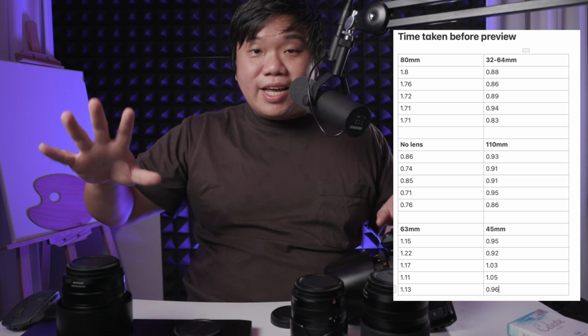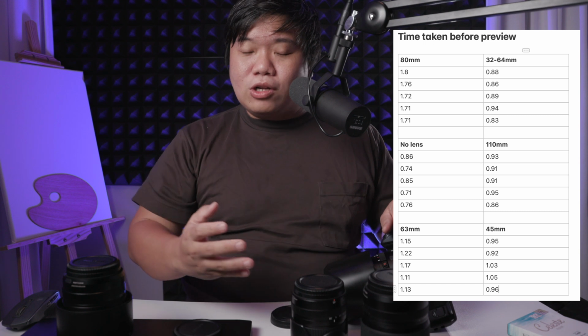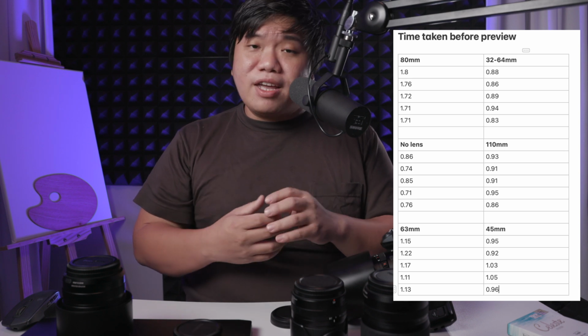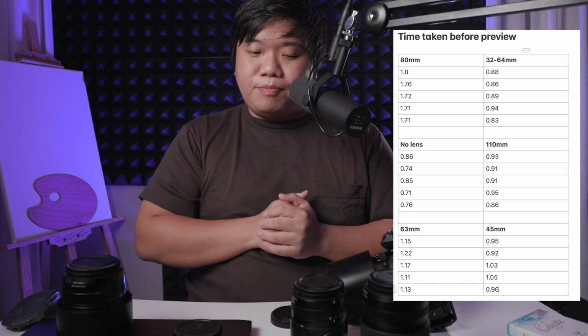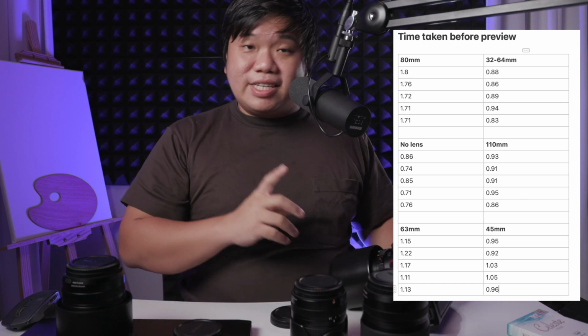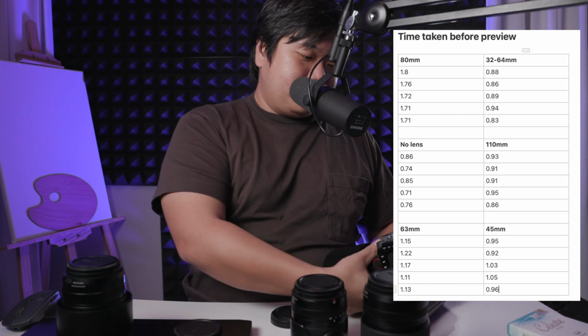So this makes the 80mm almost twice as slow when it comes to previewing a photo versus the fastest lens, which is the 32-64. Every other lens was okay. In fact, even the 63mm, which is the slowest before the 80mm, was only about 1.1 to 1.2 seconds. As such, nobody ever complained that pressing the play button was slow except when using the 80mm. So the question is, why is this a problem, right?